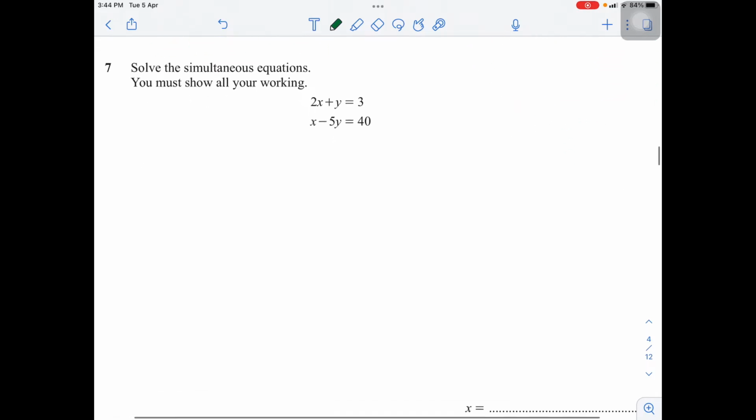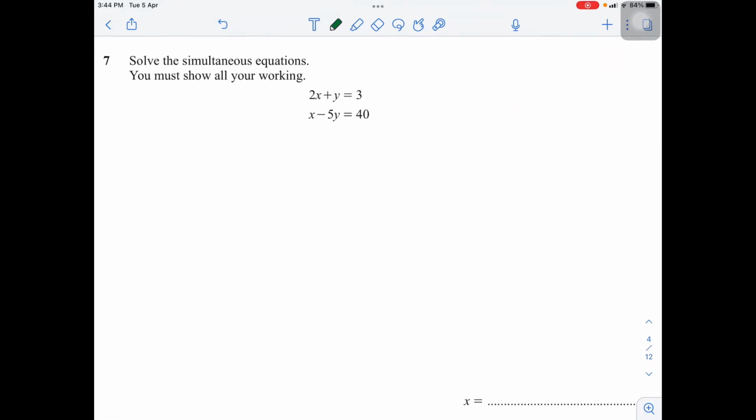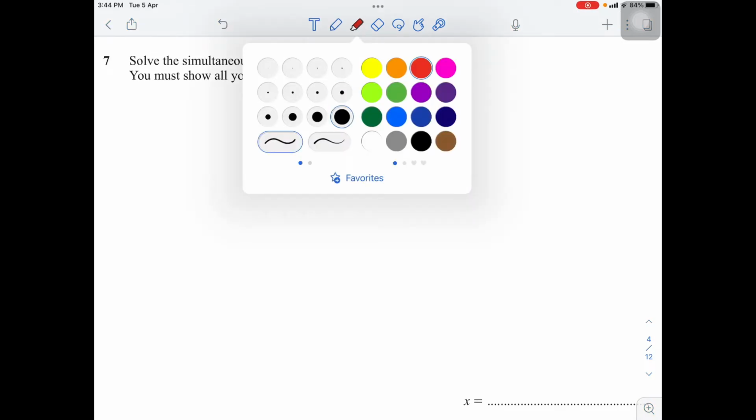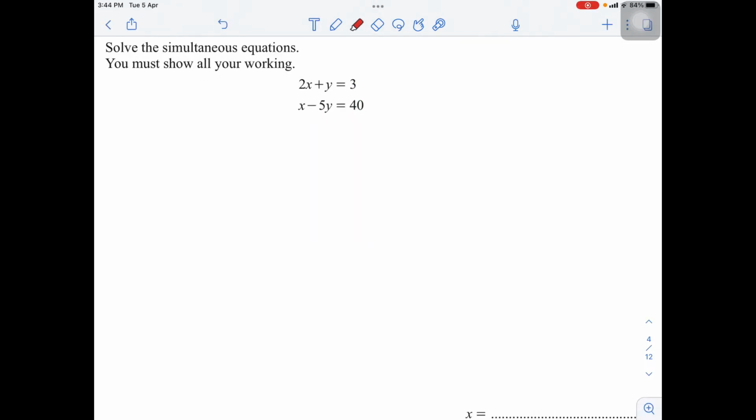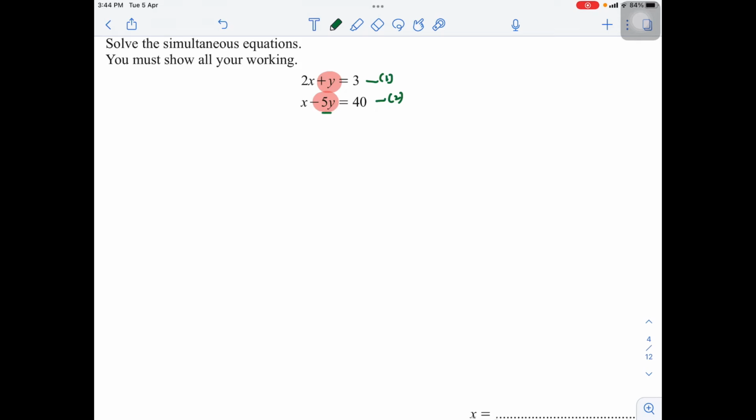Solve the simultaneous equations. You must show all your working. 2x plus y equals 3 and x minus 5y is 40. So I'm just simplifying to get rid of y. Here, equation 1 and equation 2. I'm changing equation 1: the coefficient of y is 1, so I'm changing it into 5y. So multiply by 5.